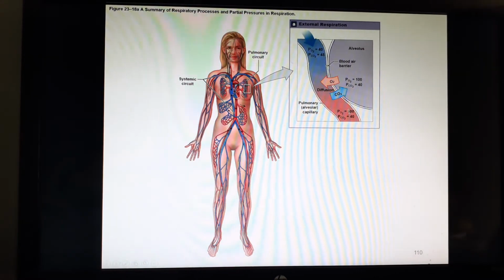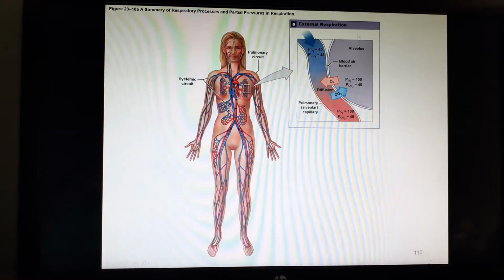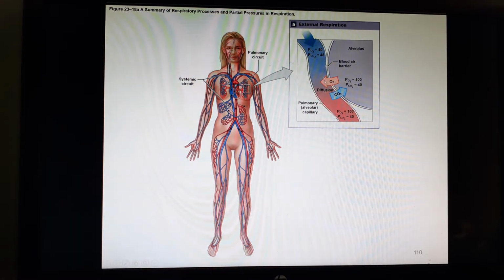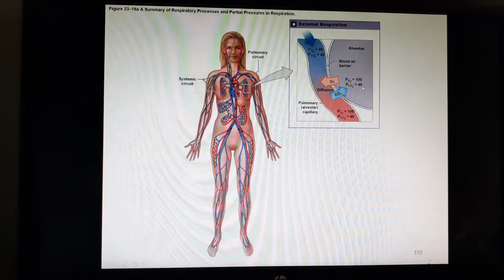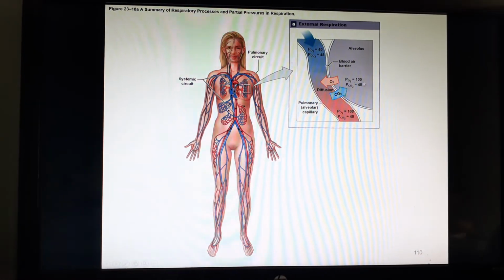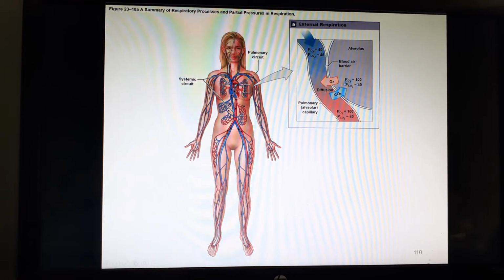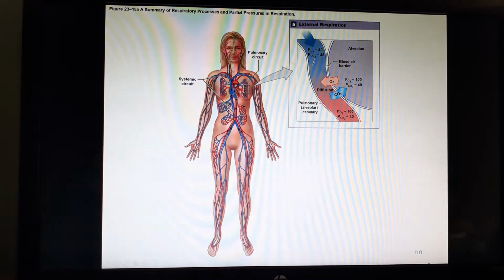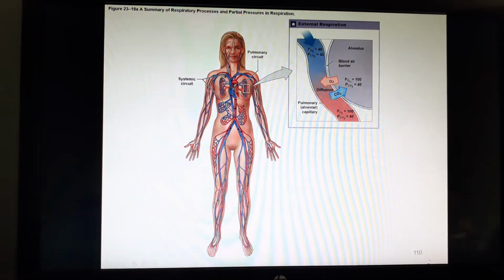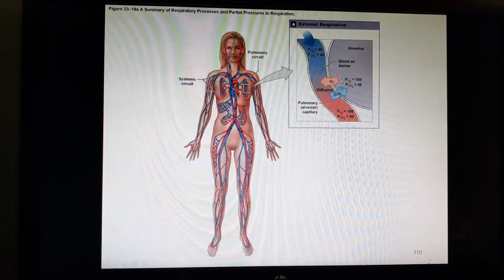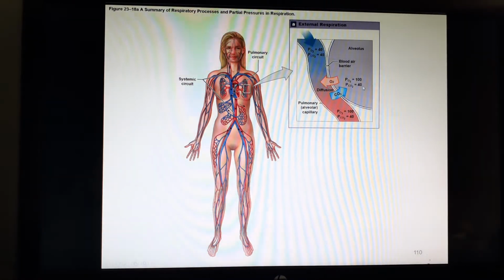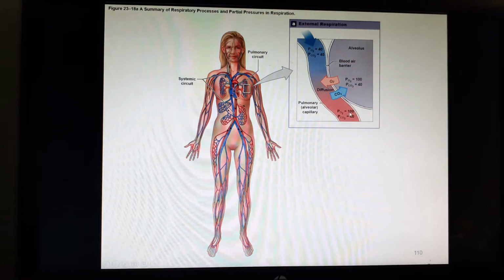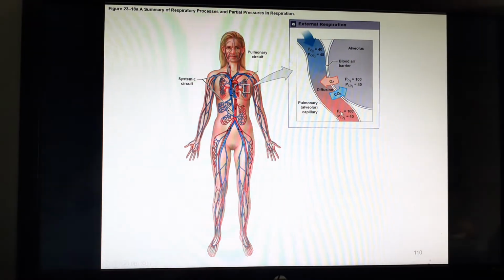So here's my capillary, here's the alveolus. This is external respiration. So this is what's happening at the lung. The partial pressure of oxygen in the atmosphere is 100, and the partial pressure of oxygen in the blood before this is only 40. So you have 60 more millimeters of mercury of pressure driving oxygen into the blood. So this will raise this up to equilibrium. So we now have 100 millimeters of mercury of oxygen in the blood.